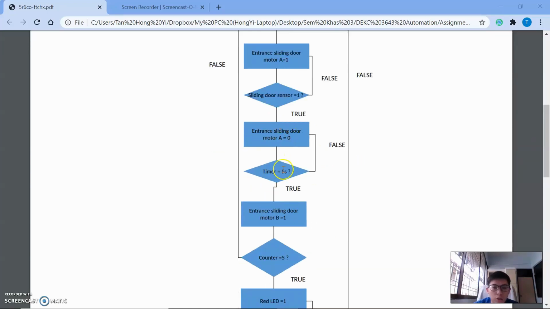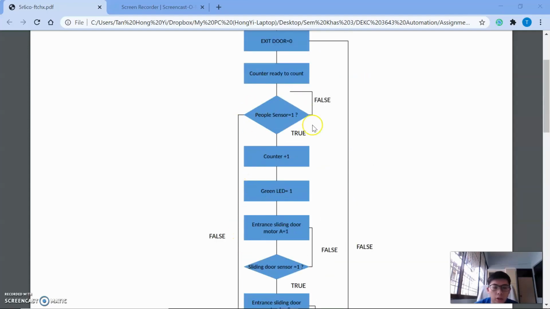After motor A stops for 5 seconds, the entrance sliding door motor B will equal 1, which means the door will close. Okay, next we'll continue here to count again.